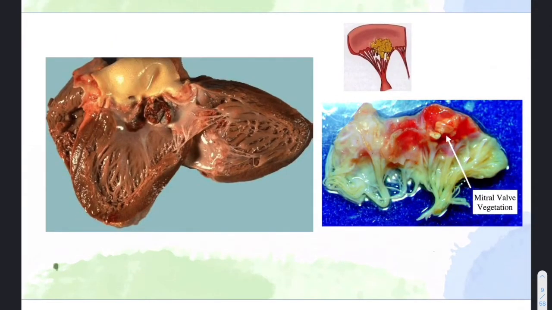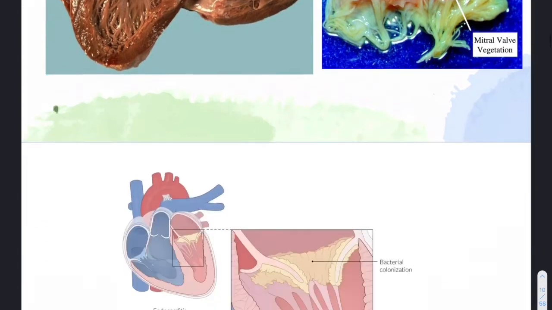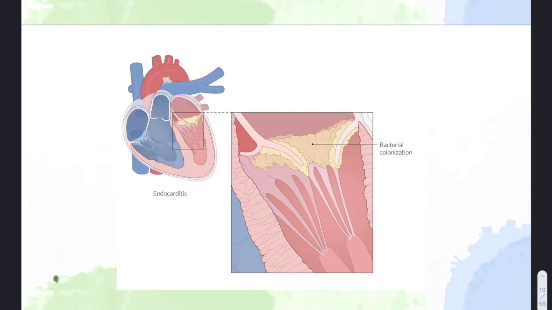This is what vegetation looks like. You could see here, these are big vegetations on a valve that extend through chordae tendineae. This is what a bacterial colonization might look like.